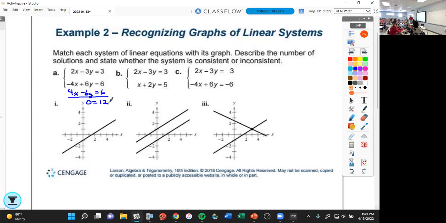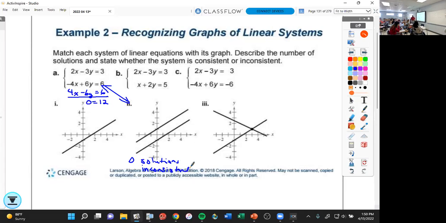Oh, that's not supposed to happen. Is that true? No. So that's inconsistent, right? 0 does not equal 12. It's inconsistent. So what does that tell you about these lines? Okay. So these two go together. We have no solutions because we are inconsistent.